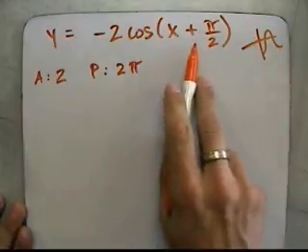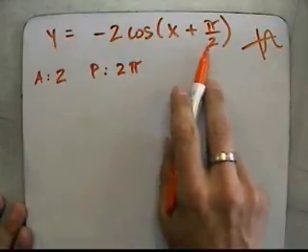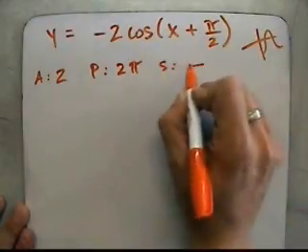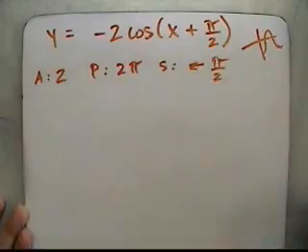And then now I've got a shift. This one's a little tougher. I got a plus pi over 2. So which way is this graph going to go? To the left, okay? I'm going to have a shift. It's going to go to the left, pi over 2.